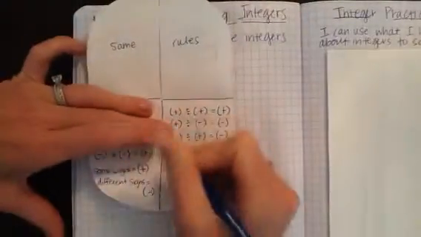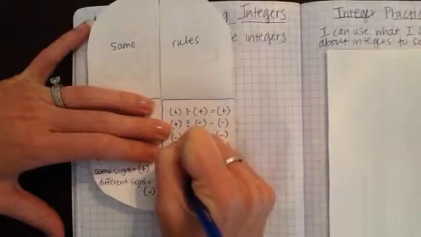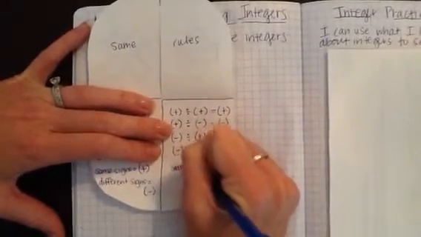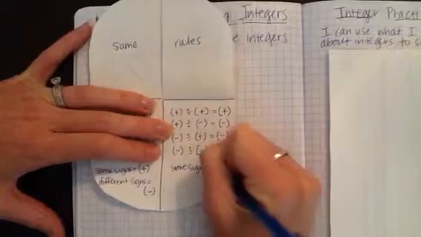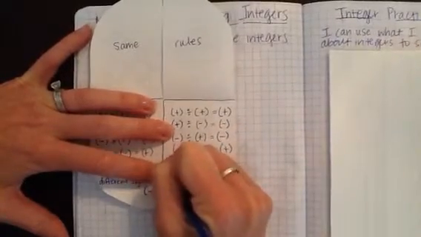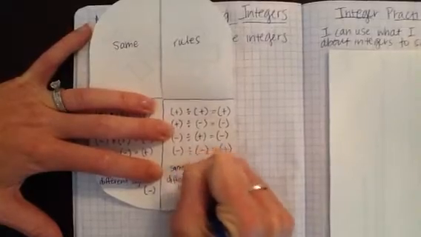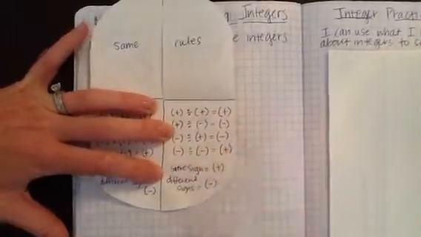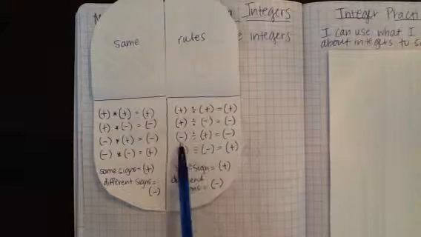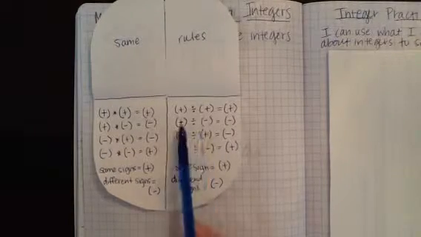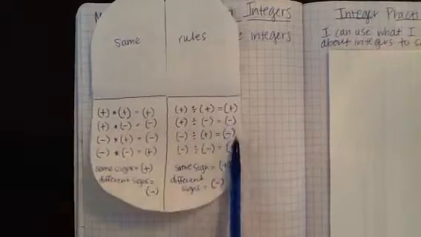So again, if we have same signs, it's going to equal a positive. If we have different signs, it's going to equal a negative answer. So if we have different signs, meaning a negative divided by a positive or a positive divided by a negative, it's going to give me a negative answer.